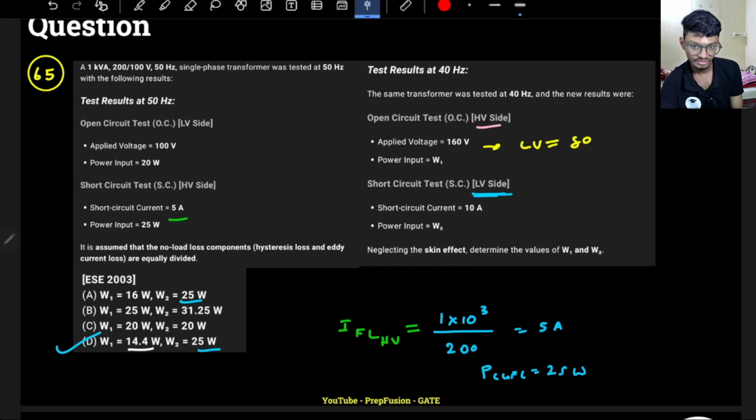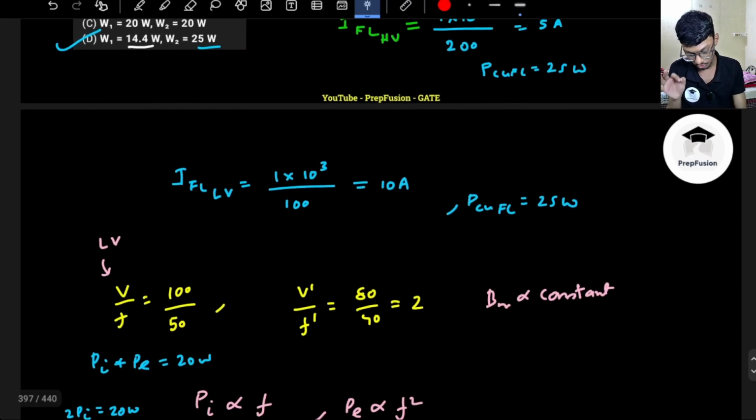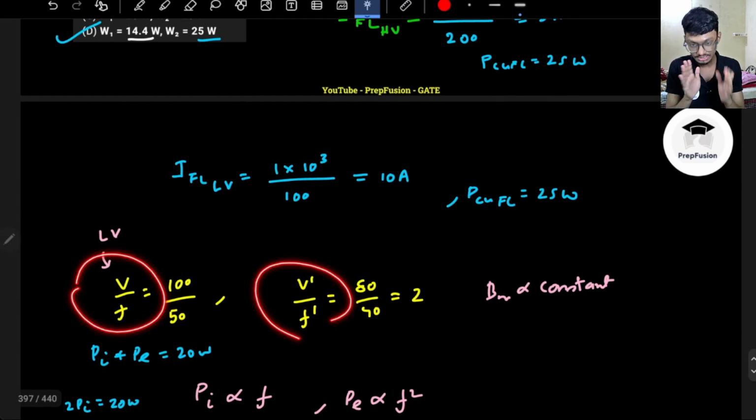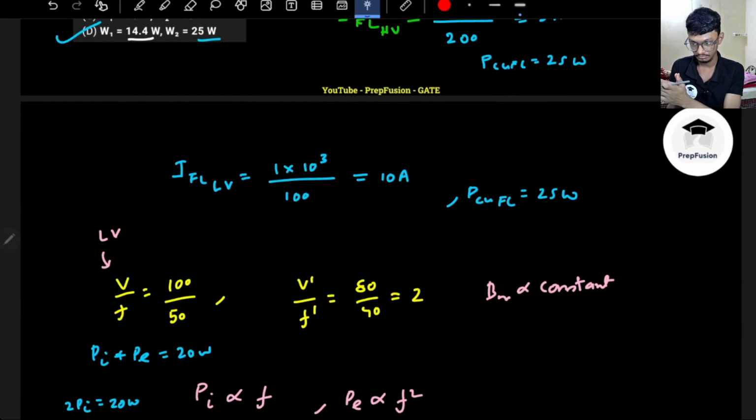So if I am comparing V by F, I should always compare with respect to the same side, either the high voltage side or the low voltage side. Otherwise there will be a problem, because the frequency does not get scaled as I move sides, voltage does. Okay, voltage does get scaled as I move sides, right?